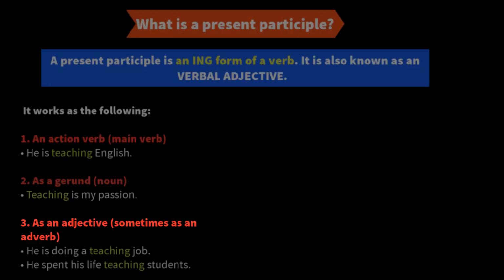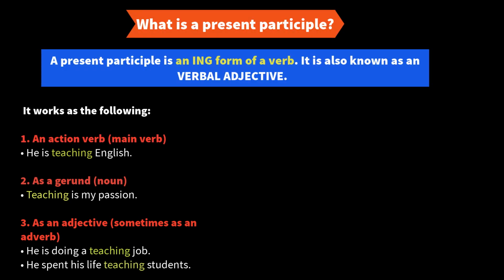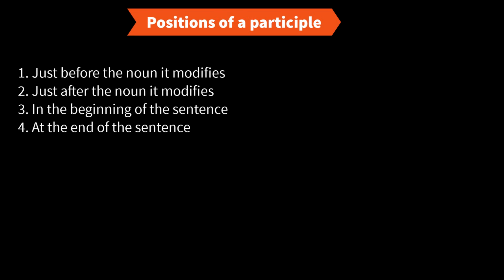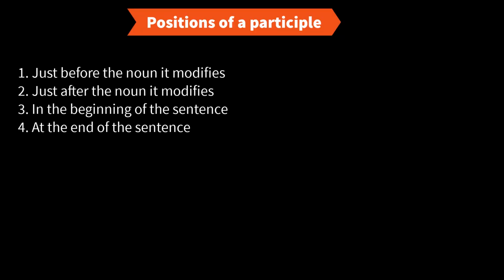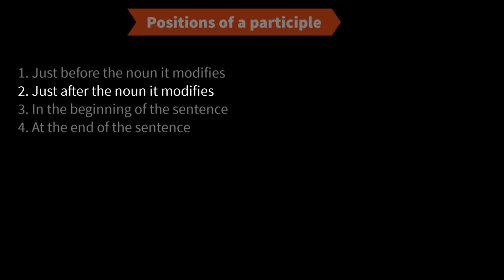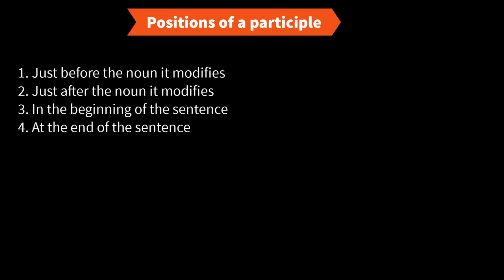But we are only going to focus on participles working as adjectives in this lesson. All right. So in this lesson, we are going to look at how participles work as adjectives and sometimes as adverbs. So guys, when a present participle works as an adjective in a sentence, it can take the following positions. It can come just before the noun it modifies. It can come just after the noun it modifies. It can also come in the beginning of the sentence, and it can also come at the end of the sentence. All right. So we are going to look at all these cases one by one.